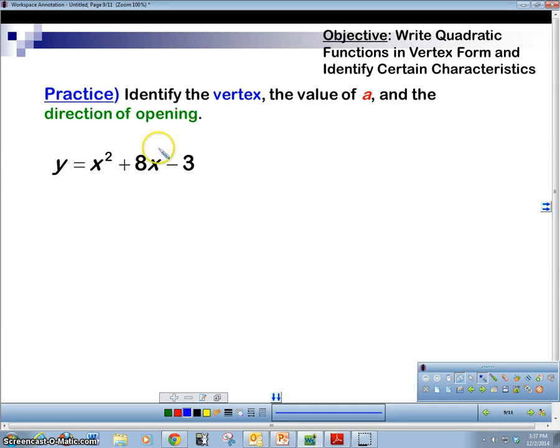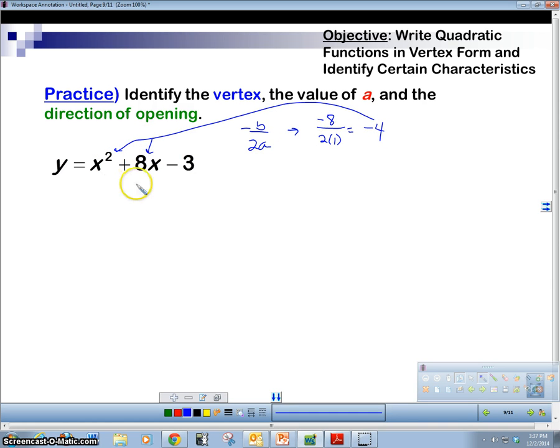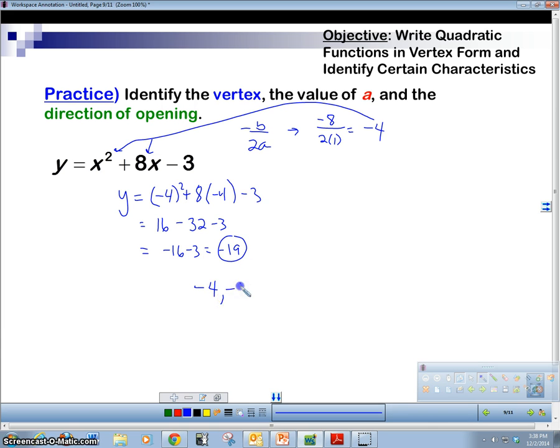These are all the same, so why don't you try practicing them using the negative b over 2a formula. Okay, so in this case we've got negative b over 2 times 1, which is going to give me negative 4. I'm going to plug negative 4 in here to find the vertex. So I'm going to get y equals negative 4 squared plus 8 times negative 4 minus 3. Okay, so 16 minus 32 minus 3 is negative 19. Okay, so negative 4 comma negative 19.